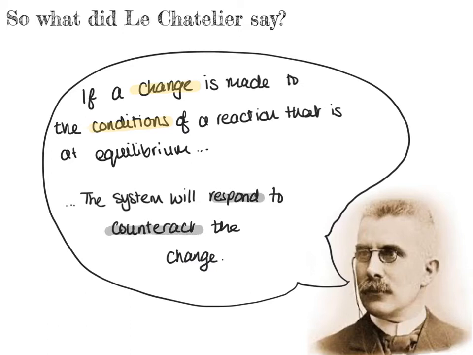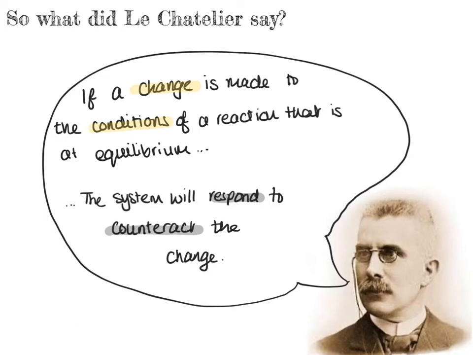And what that means in practice is that if you've got a system at equilibrium, you've got a closed flask, it looks like nothing's happening, but you know it is because you know there's a forward and a reverse reaction happening at the same rate. If you make some sort of change to the conditions, so you could heat it up, you could cool it down, there's other things you could do as well, then the system will respond to try and cancel out what you've done.